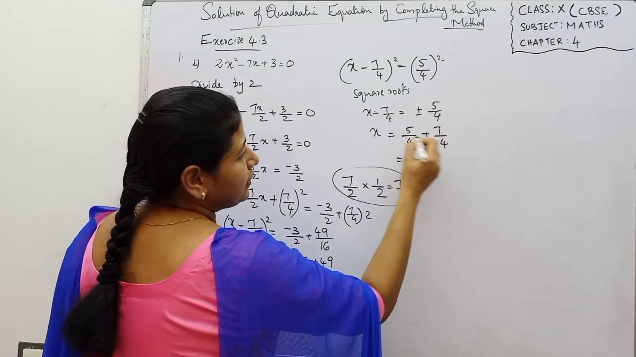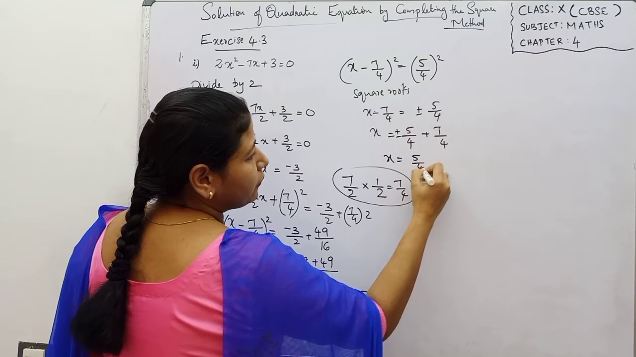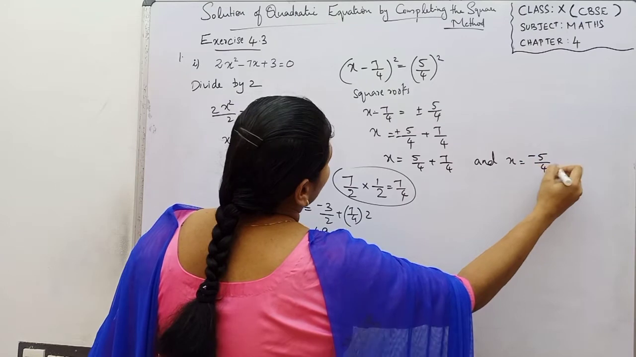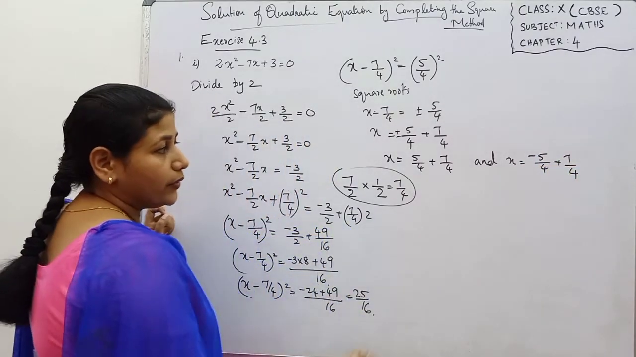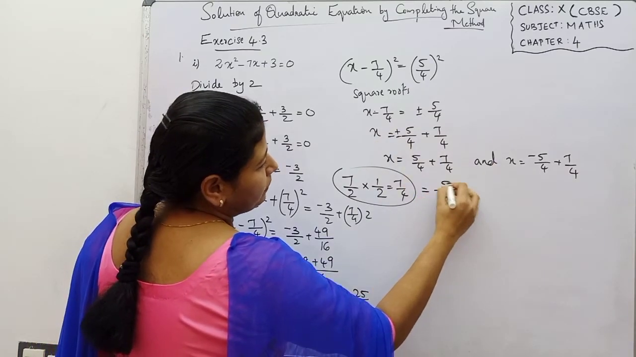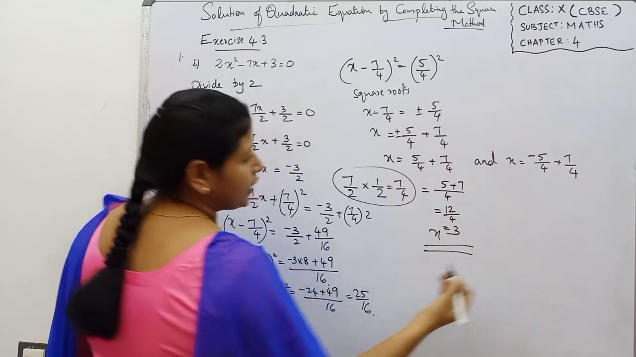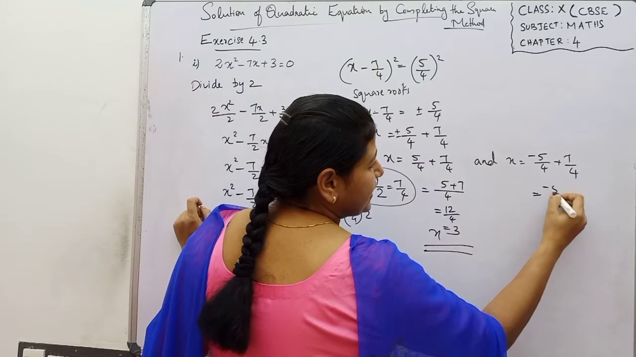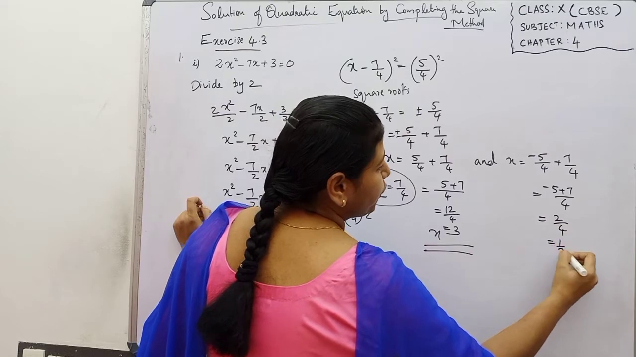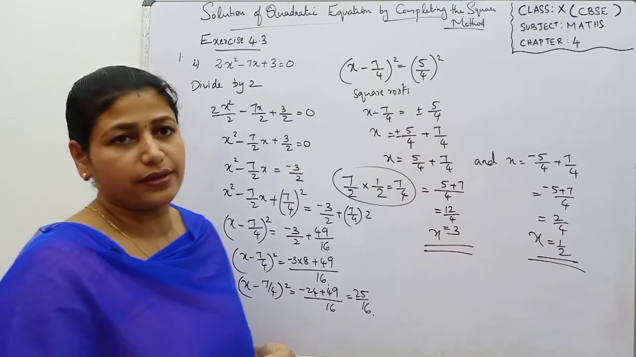Now we will get, this is of the form plus or minus. So you have two values, x equal to 5 by 4 plus 7 by 4, and x equal to negative 5 by 4 plus 7 by 4. Isn't it? We have to take both the signs, plus 5 by 4 and minus 5 by 4. This is 5 plus 7 by 4. 5 plus 7 is 12. 12 by 4 is 3. So x equal to 3. What about this? This is negative 5 plus 7 by 4, which is 7 minus 5, which is 2. 2 by 4 is 1 by 2. So the solutions are x equal to 1 by 2 and x equal to 3. Got it?